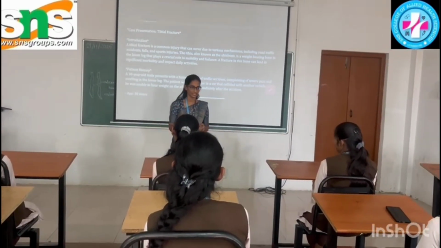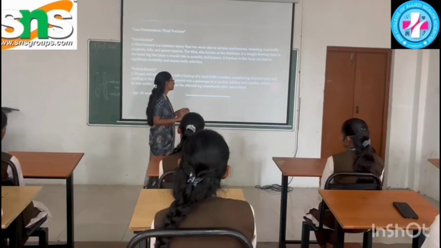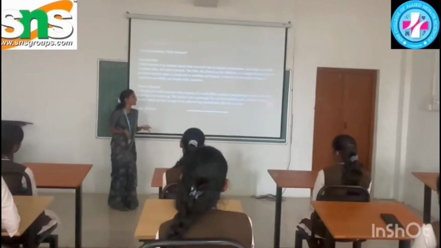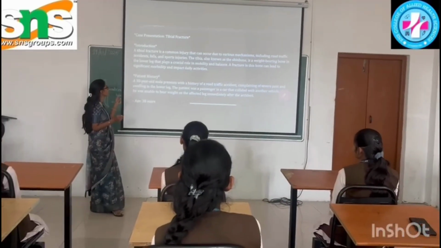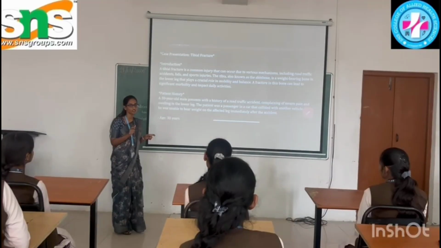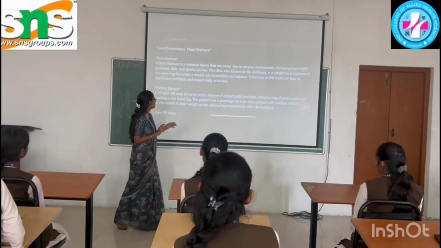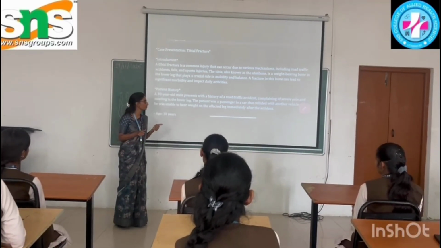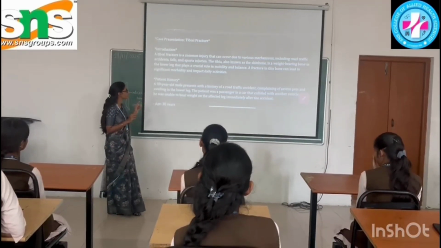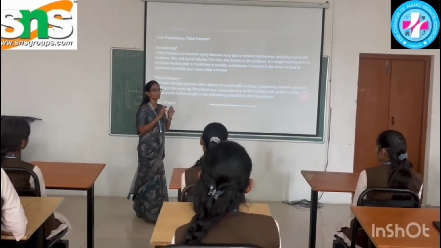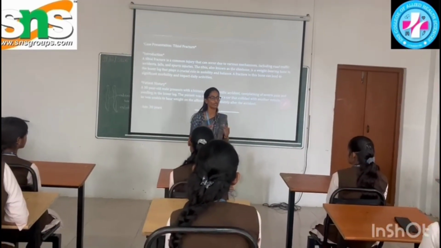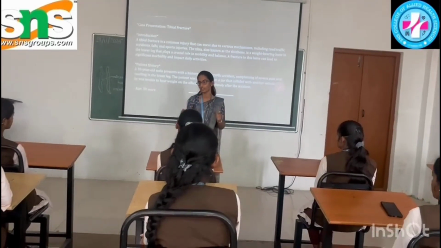Towards the midline. Okay, so actually tibial fracture is a common injury that occurs due to various mechanisms, which include road traffic accidents, falls and sport injuries. And this tibia is also known as the shin bone. It is a weight bearing bone in the lower leg that plays a crucial role in mobility and balance. A fracture in this bone can lead to significant morbidity and impact daily activities because it is a weight bearing bone. So today we are going to see a tibial fracture case presentation.